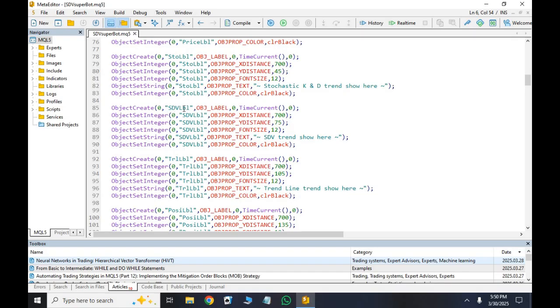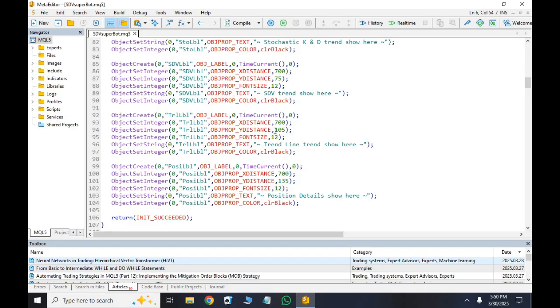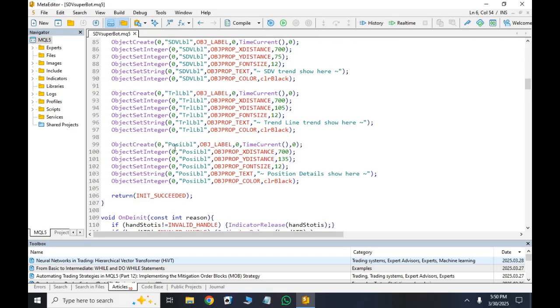Next, divergence label. About divergence details, the SDV trend is shown here at y distance 75, and below that the Sto label. And next, at y distance 105, the trend line label, and below that the position label. In this video I show how these labels are shown in our MT5 platform.